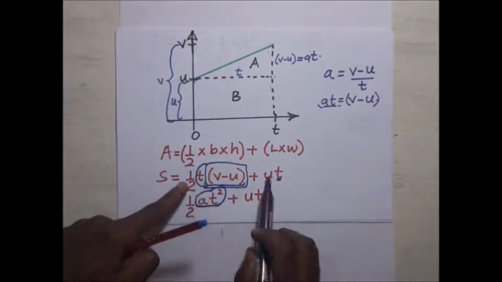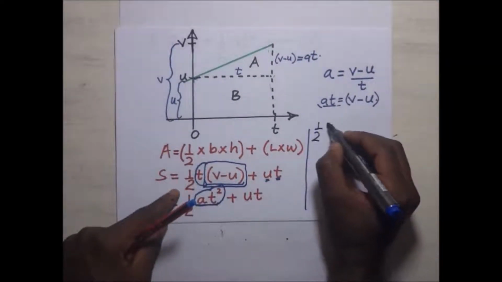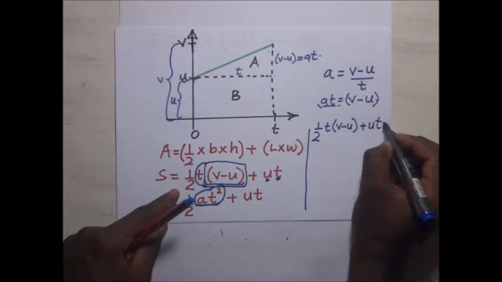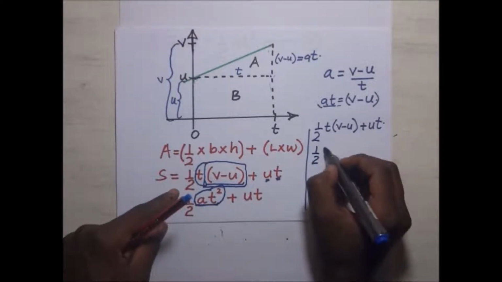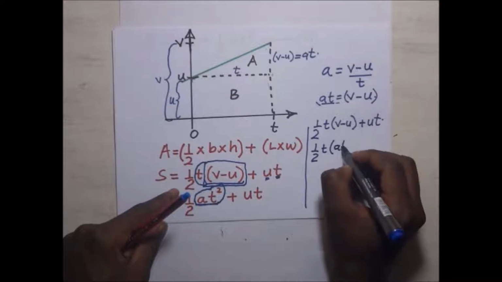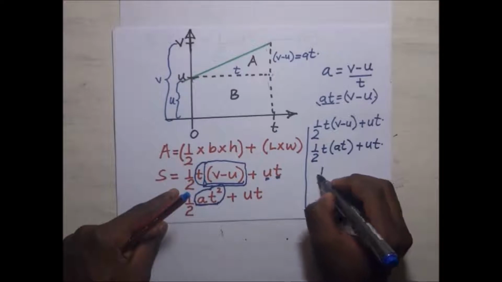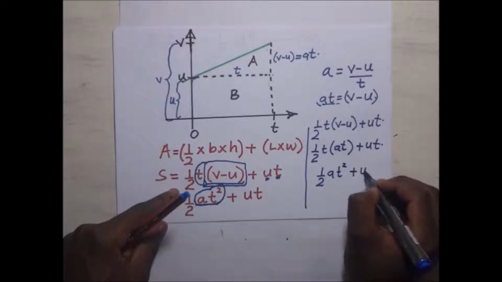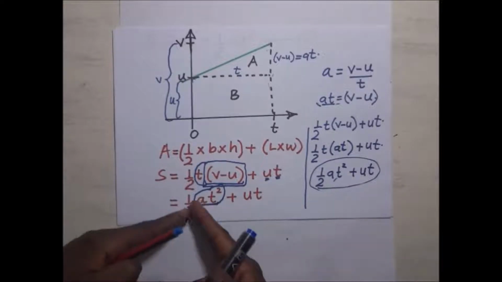So when we come from this step, let me rewrite it here: a half t into v minus u plus ut. The next step after this is going to become a half times t into v minus u. Now v minus u is the same as at, so instead we write at right there plus ut. So now at times t becomes a t squared, plus ut. So this is how this a half at squared plus ut comes to be like this in the next step.